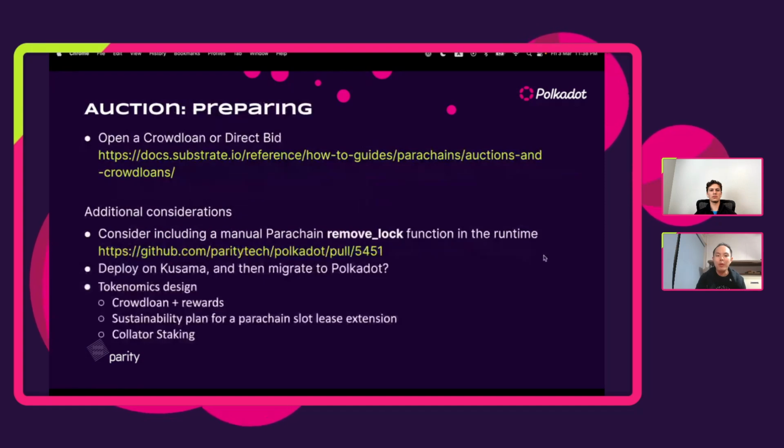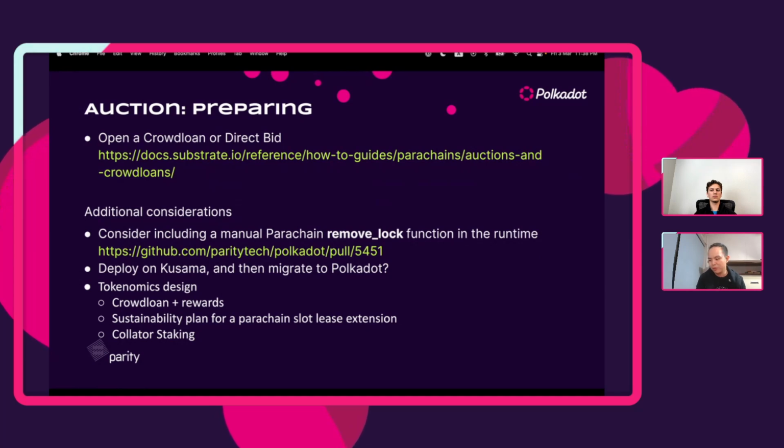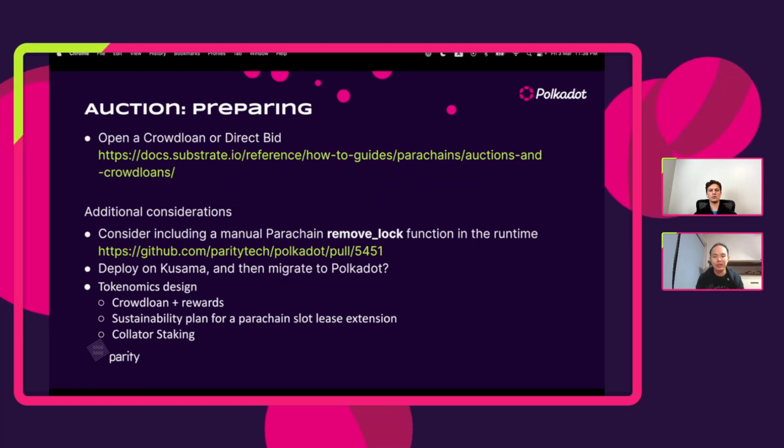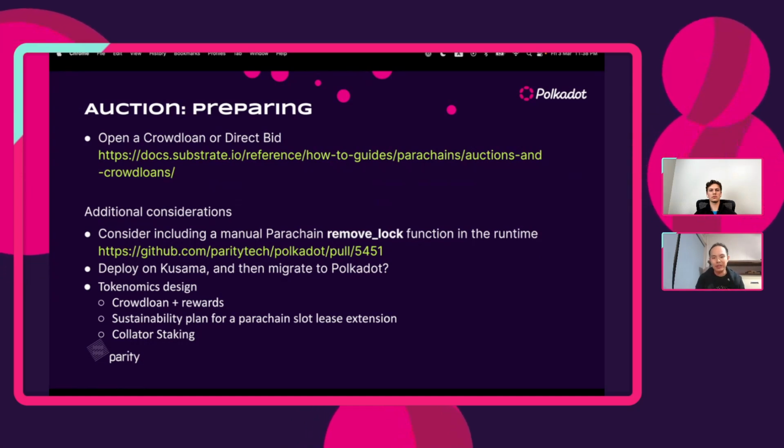So now, when you're in the phase of an auction, this is when you have something that you're confident with. You've tested on the local relay chain on your own. You've done some form of Rococo testnet connection, and you are confident in your POC becoming a parachain. You would then open a crowd loan or direct bid.